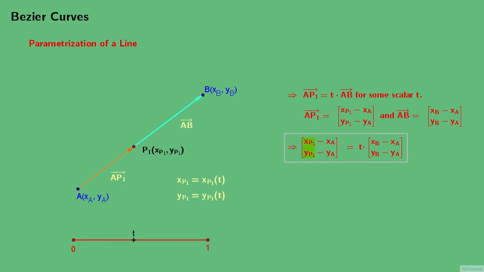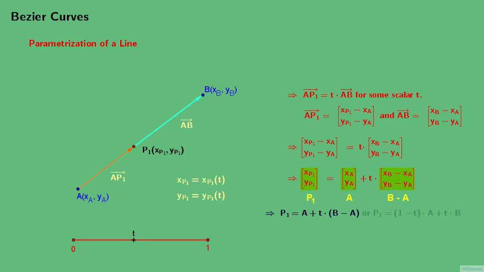We isolate x sub P sub 1 and y sub P sub 1 to get this vector equation. This vector corresponds to P sub 1, this vector corresponds to A, and this one to B minus A. And so we write P sub 1 as equal to A plus t times the quantity B minus A. Or using the equivalent form, P sub 1 is equal to the quantity 1 minus t times A plus t times B.